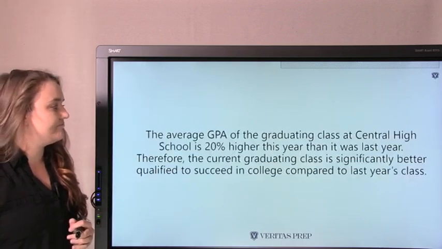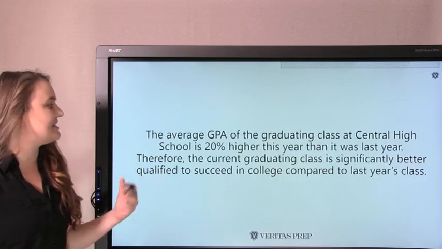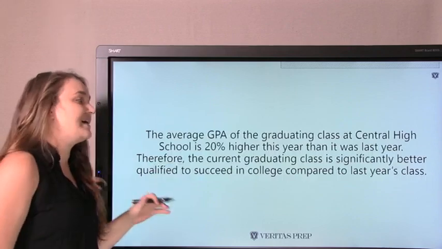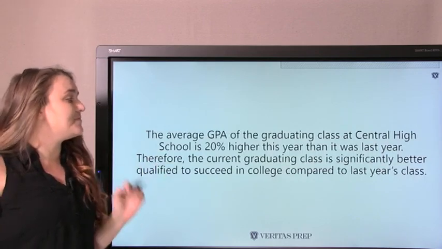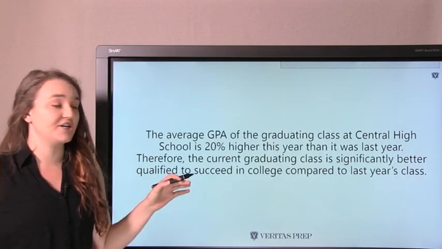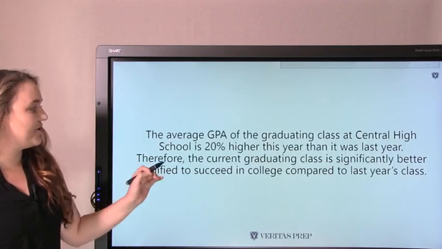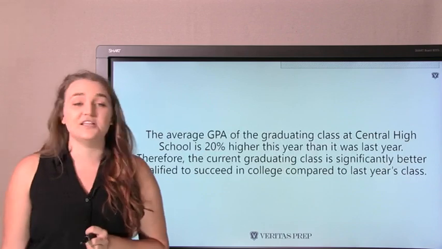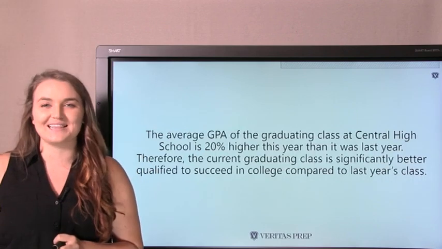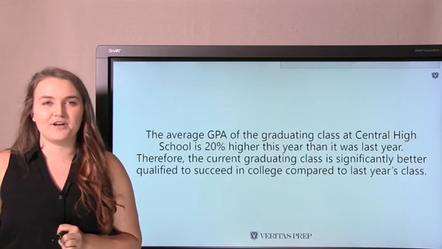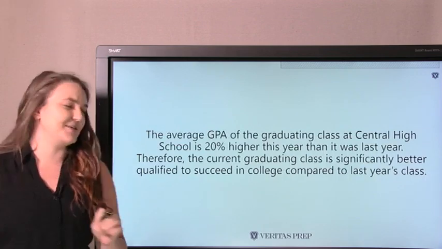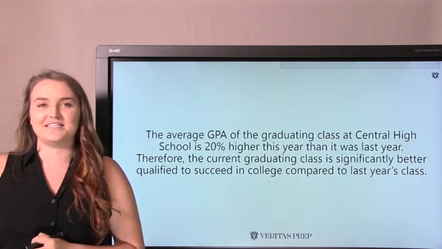And similarly, if we spitball through this second example, now I'm given the average GPA of the graduating class at Central High School is 20% higher this year than it was last year. Therefore, the current graduating class is significantly better qualified to succeed in college compared to last year's class. Anyone want to chime in on this particular example? And I will say there are several equally correct ways that we could scrutinize the use of this data.